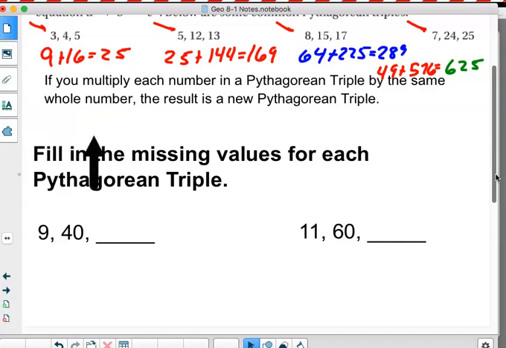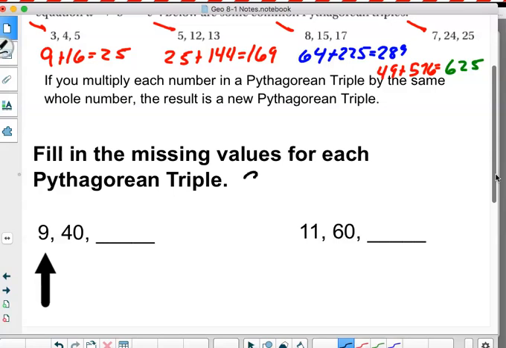Now, we're going to fill in the missing values for each of these Pythagorean triples. They may or may not match with these, but if you multiply all the numbers in a Pythagorean triple by the same whole number, the result is a new Pythagorean triple. So 3, 4, 5 and 6, 8, 10. If I multiply by 10, 30, 40, 50, Pythagorean triples. So if we're looking at filling in the missing values, we're going to be on our way to checking it out.